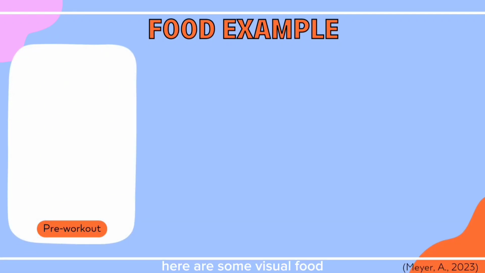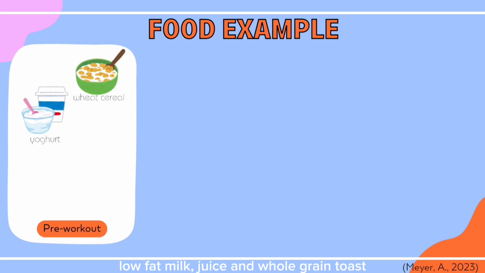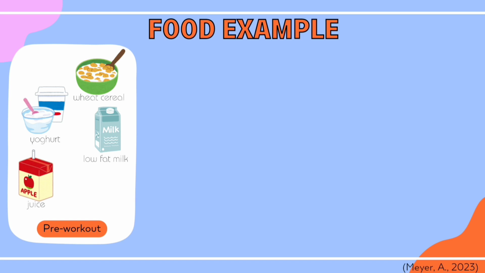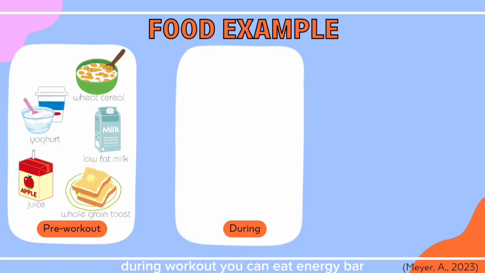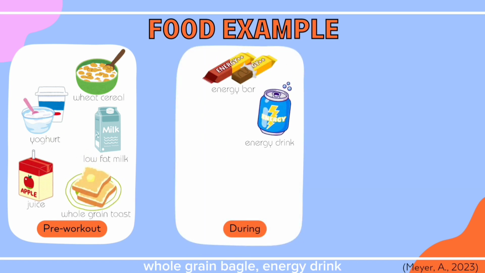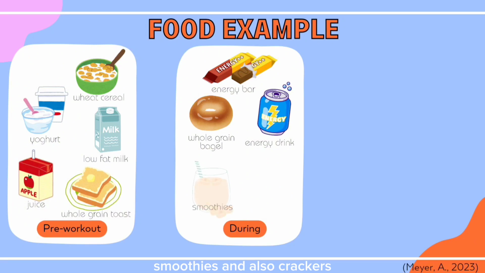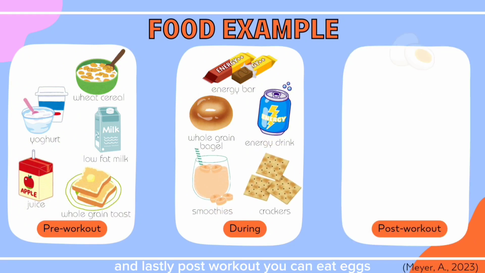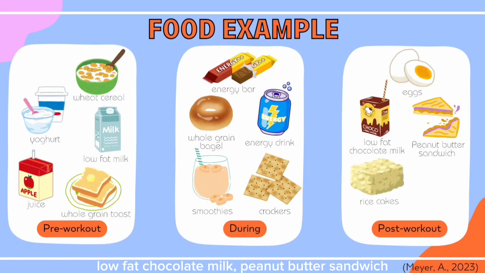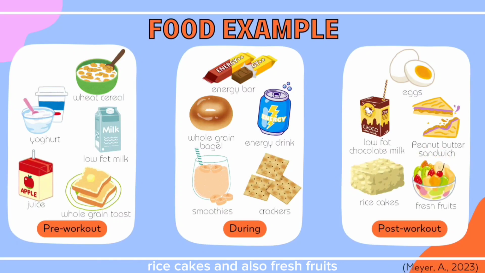Here is a visual food example guide that you can use. First, pre-workout with cereal, yogurt, low-fat milk, juice, and whole grain toast. During workout, you can eat energy bars, whole grain bagel, energy drink, smoothies, and also crackers. And lastly, post-workout, you can eat eggs, low-fat chocolate milk, peanut butter sandwich, rice cakes, and also fresh fruits.